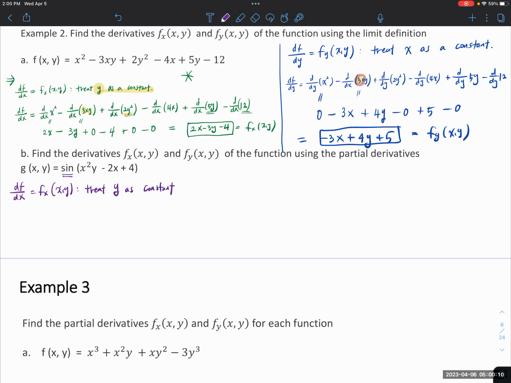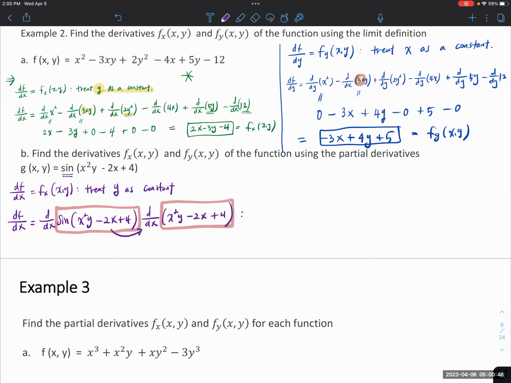Now let's do the work. So df over dx, you're going to take d over dx of sine of (x squared y minus 2x plus 4). You're going to take the sine function's derivative, and then you have to do one more time inside, the chain rule. So d over dx of x squared y minus 2x plus 4. Are you following? So it's the same thing from Calculus 1. You're going to take the derivative of the outside, and you're going to take the derivative of the inside. This is a chain rule.